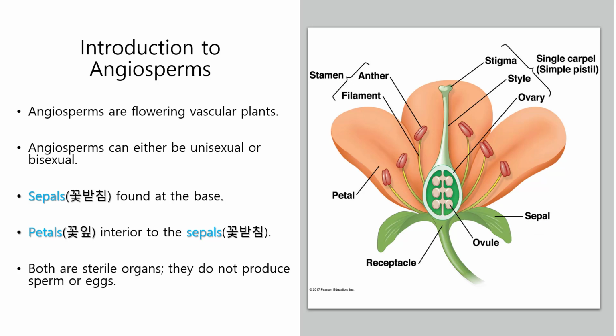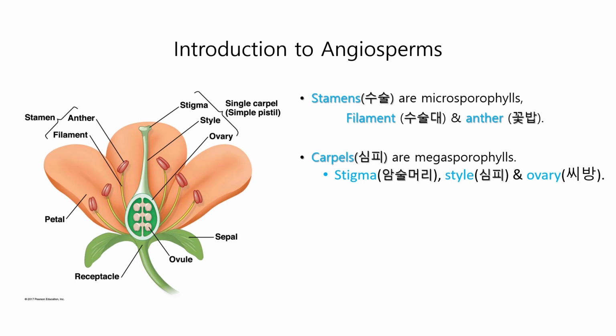Starting at the base of the flower are the sepals, which are usually green and enclose the flower before it opens. Think of a rosebud. Interior to the sepals are the petals, which are brightly colored in most flowers and can aid in attracting pollinators. Flowers that are wind-pollinated, such as grasses, generally lack brightly colored parts. In all angiosperms, the sepals and petals are sterile floral organs, meaning that they do not produce sperm or eggs. Within the petals are 2 types of fertile floral organs that produce spores, the stamens and carpels.